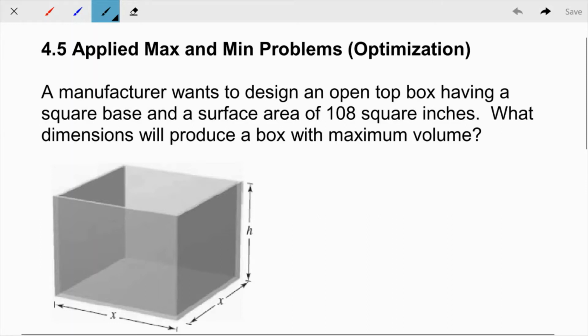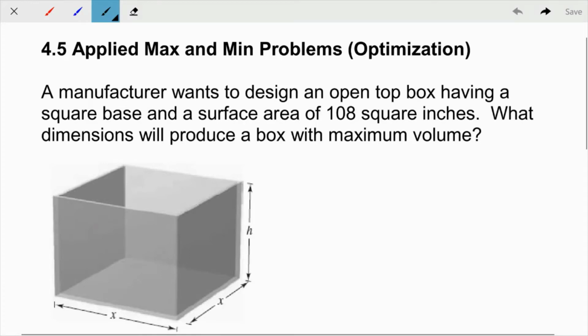This is AP Calculus BC, and in this video, I'm going to talk about section 4.5. In your book, they call this applied max and min problems. In most calculus textbooks and calculus reference materials, they refer to these as optimization problems.